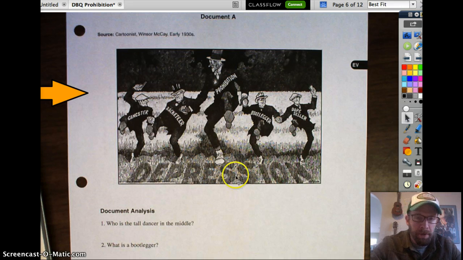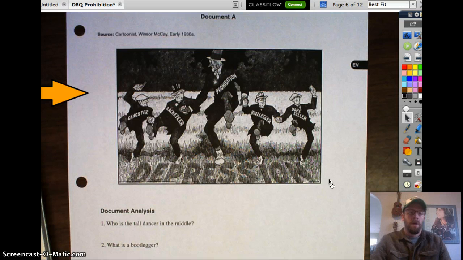So, again, this is document A. What we see here is a tall guy with the word prohibition across his chest. He's holding hands with a bootlegger, with a dope seller, and this guy has a wad of money in his hand. This guy is a racketeer, you may not know what that is, but you'll find out. And you've got your gangster here, you've heard that word, he's got a gun. They appear to be pretty happy, right? They're marching on a field towards the word depression, so they're about to cross that. Think about what that means.